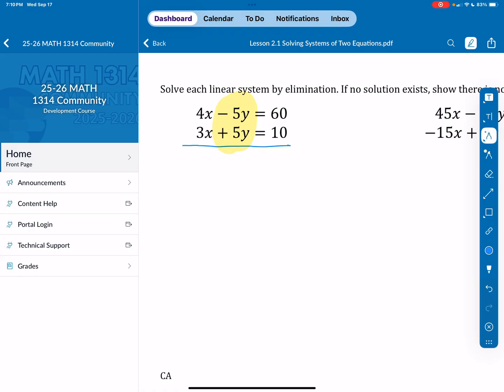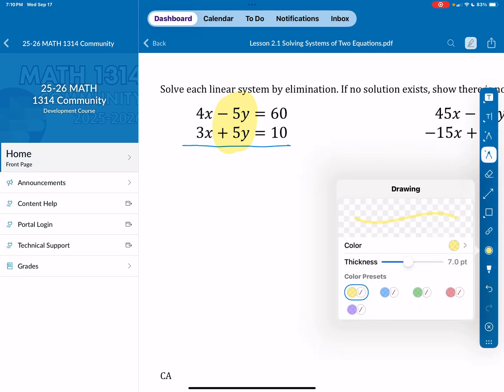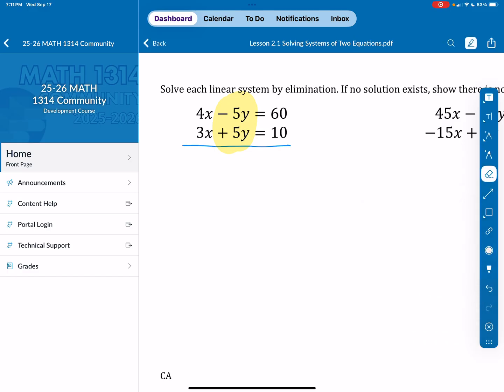That is the important thing to remember with elimination: they have to be the same number. So they're both 5s, but they have to be opposite signs, because when we add our two equations together, we want it to go to 0. So 4x plus 3x gives me 7x. Negative 5y plus 5y cancels to 0. And 60 plus 10 gives me the 70.